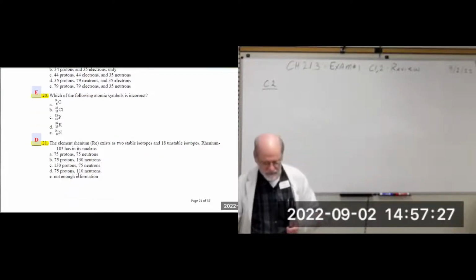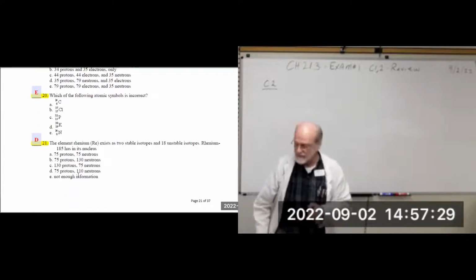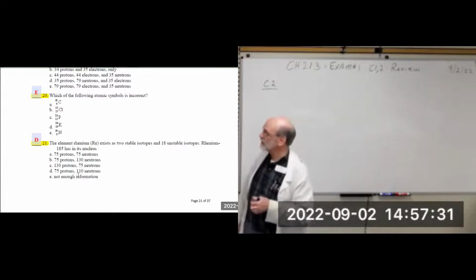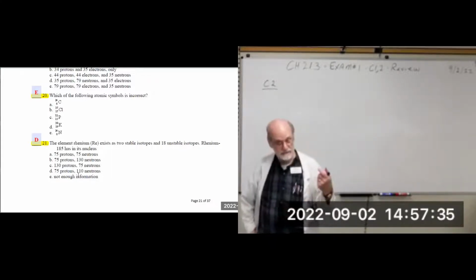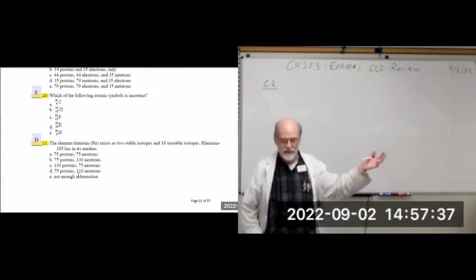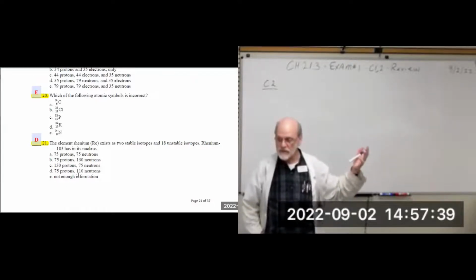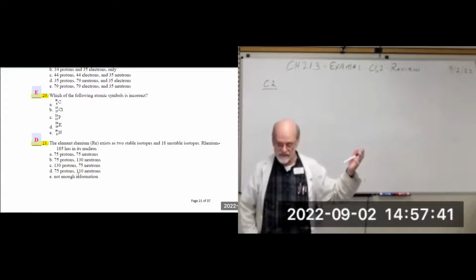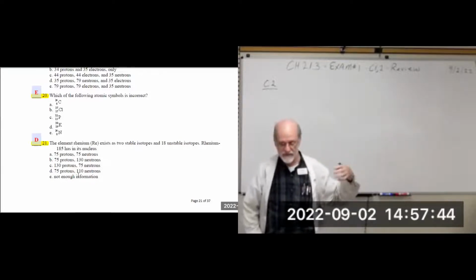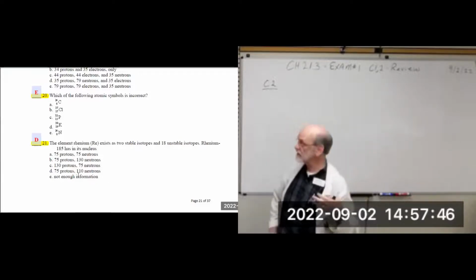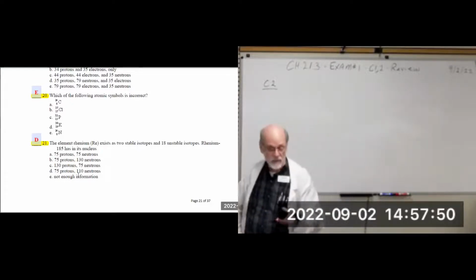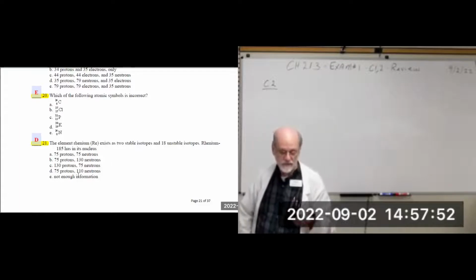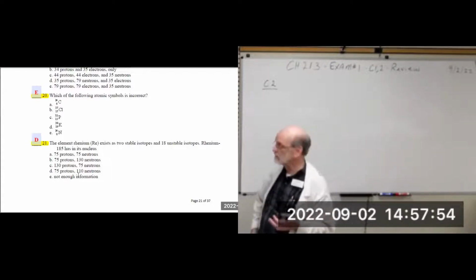Which of the following atomic symbols is incorrect? So how do we deal with that? Well, we got the symbols, and we got a periodic table. So you just look up the atomic number, the Z number in the lower left hand, and see if they match first. See if there is anything wrong there, and maybe you can figure out which one's incorrect that way. Because if you find it that way, you don't have to go any further.